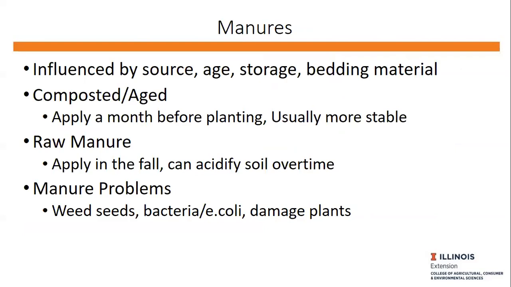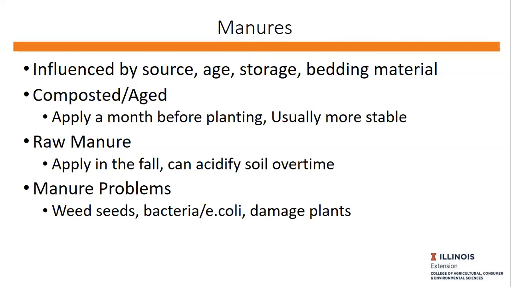The bags of manure that you purchase from a home and garden center are those that have been composted and aged. So it is not raw manure in this situation. These have been highly regulated and highly made sure that they work fine. Raw manure is typically applied in the fall if you have access to it. It can acidify the soil over time. In most cases for fruits and vegetables, we are okay with this acidity level and impact.